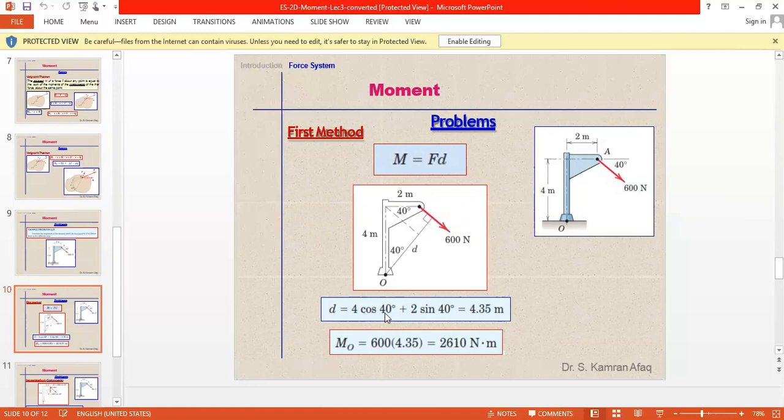d comes out to be 4 cos 40 plus 2 sin 40. How does this come as 4 cos 40? We can draw its components, and we know that the force is resolved into two components because it is applied at some angle. So we have resolved it into its components, and we can calculate the d, which comes out to be 4.35 meter, and moment is equal to force times displacement. The force value given is 600 Newton. So we can multiply it with d, and we will get the moment.